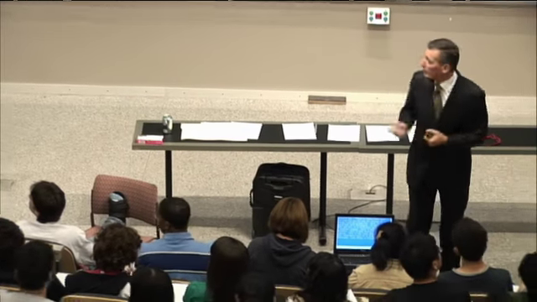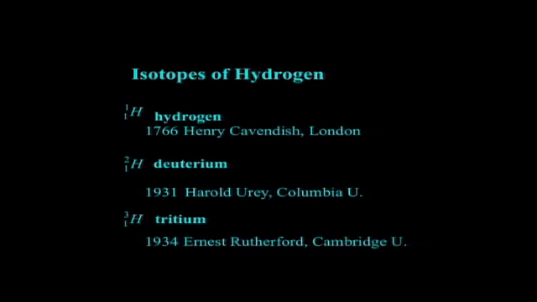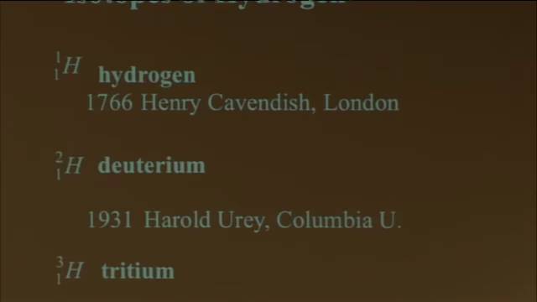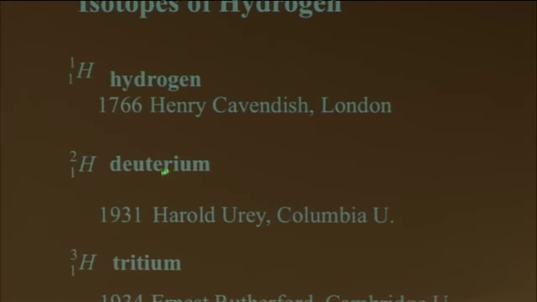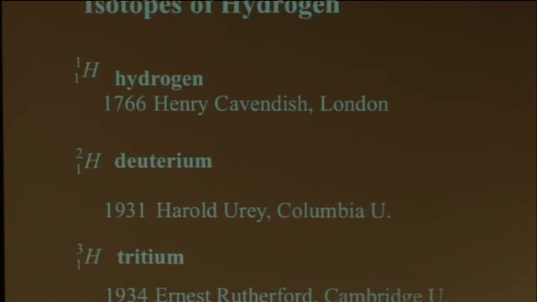Now, last thing, a little bit about hydrogen. We've been studying hydrogen here, the one electron atom, but there are isotopes of hydrogen. The original was discovered by Henry Cavendish. There's one form of hydrogen that has a neutron in addition to the proton. That's the deuterium, from which we can get heavy water, D2O, and this was discovered here in New York at Columbia University by Harold Urey.